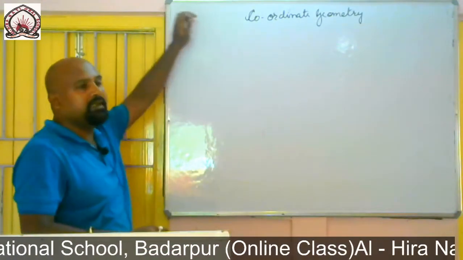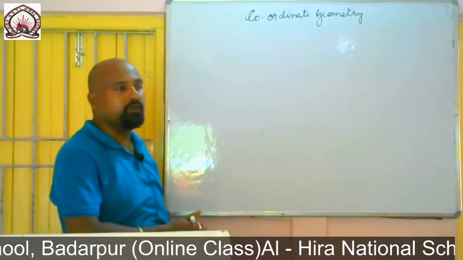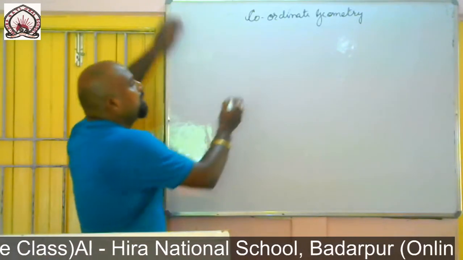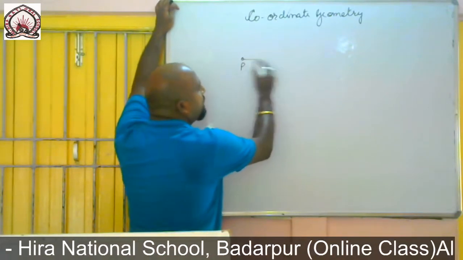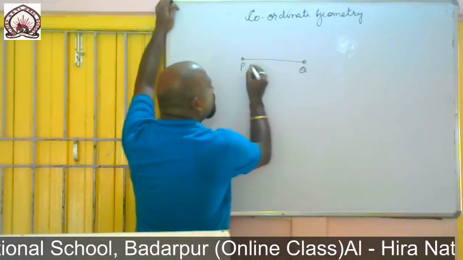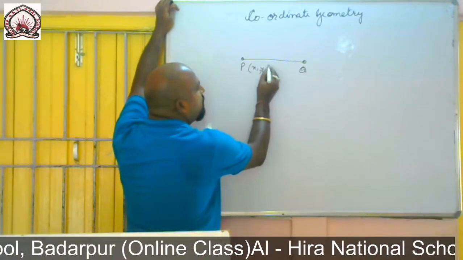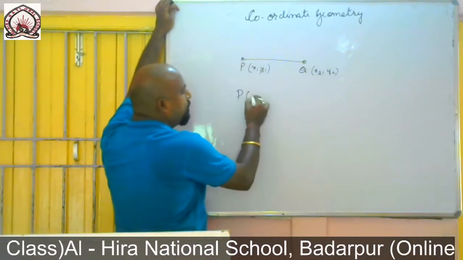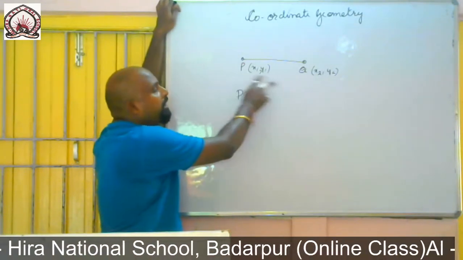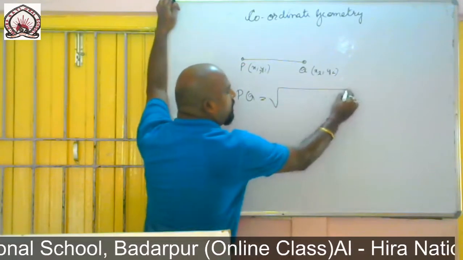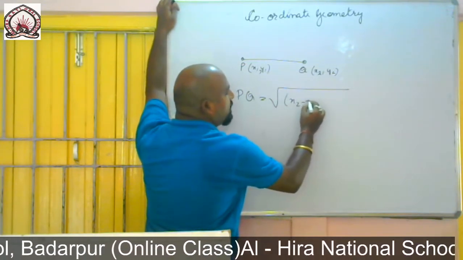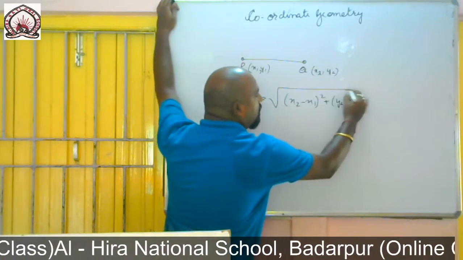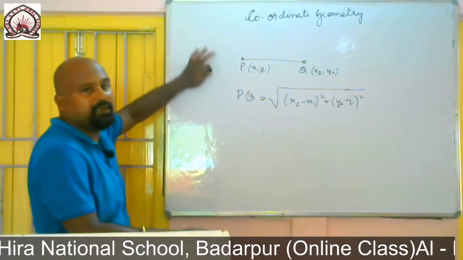Now in this chapter, from the previous knowledge, we know the distance between, if this is a point P and this is another point Q whose coordinates are x1, y1 and x2, y2, then the distance formula, the distance between the points P and Q, is given by root over of (x2 minus x1) whole square plus (y2 minus y1) whole square. These are the things we have already discussed.